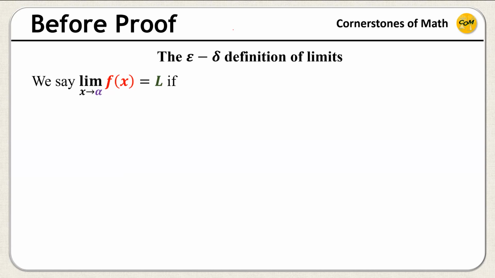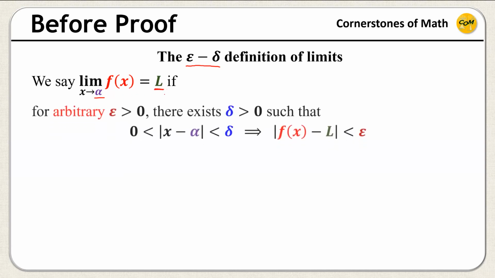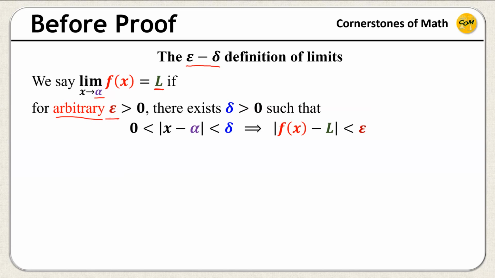Now this proof requires a more advanced or more rigorous way to define a limit. It is known as the epsilon-delta definition of the limit, which is as follows. We say that the limit of f(x) as x approaches alpha converges to a certain value L if, for arbitrary positive number epsilon, there exists a positive real number delta such that for every x whose distance from alpha is greater than 0 and less than delta, the distance between the value of the function f(x) and number L is less than our arbitrary positive number epsilon.